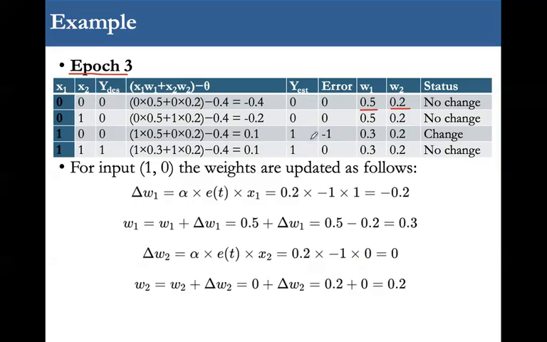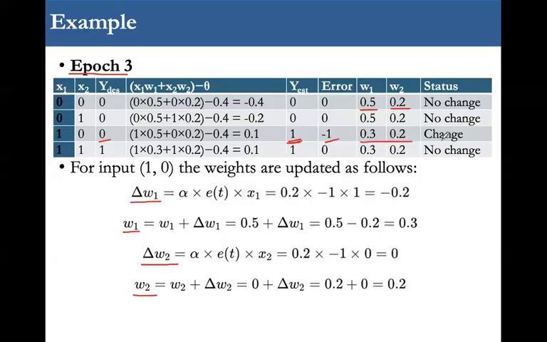Now we calculate, and here you can see in this case the desired output is 0 and the estimated output is 1. So there is an error, so there is a change. In all others there is no change. So we need to update the weights. How to update the weights? We calculate again delta W1 and W1. Similarly, delta W2 and W2 we calculate, and we update the weights as 0.3, 0.2.